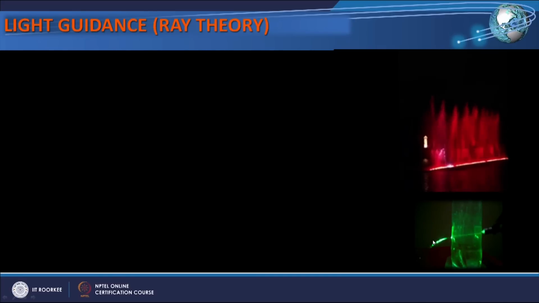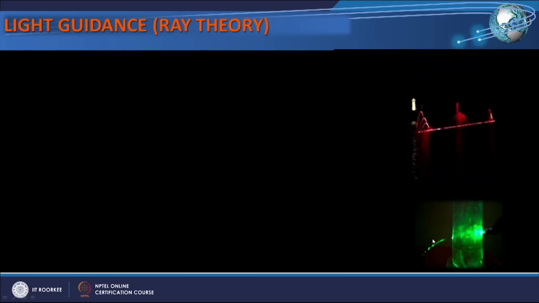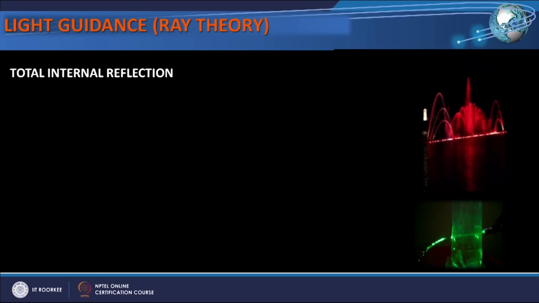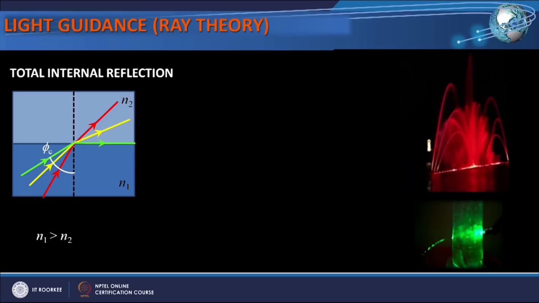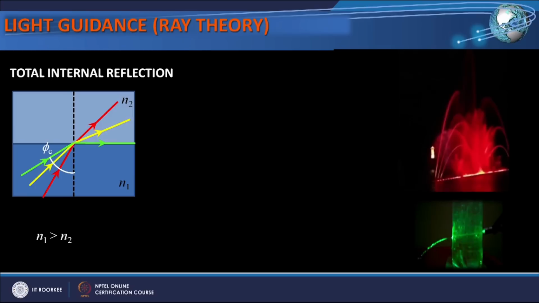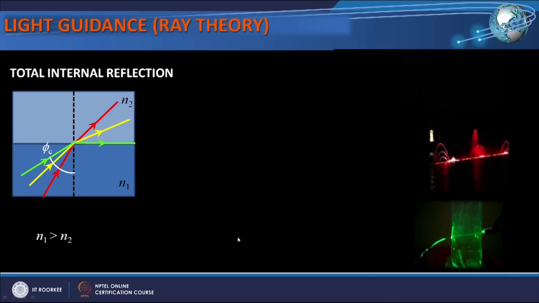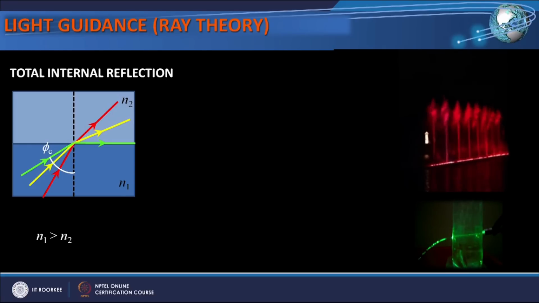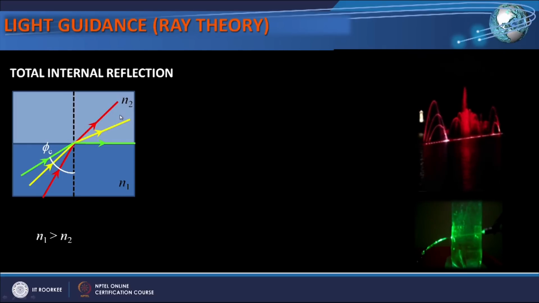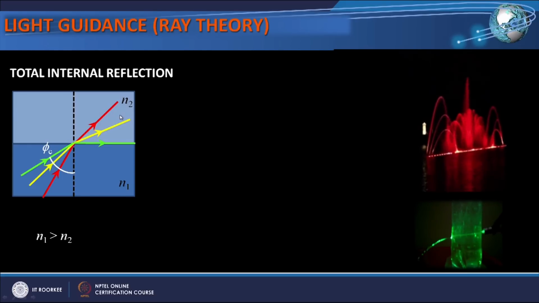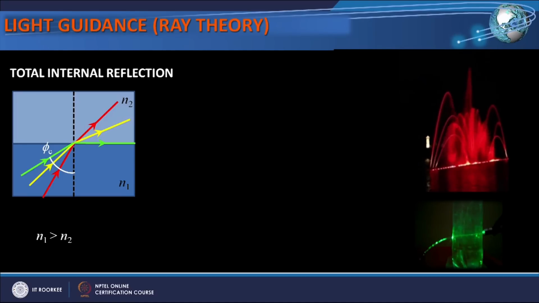How is this light guided at all? Well, the answer is, the mechanism of guidance here is total internal reflection. What is total internal reflection? So, to understand that, let us have these two media N1 and N2. This is a denser medium, this is a rarer medium. So, N1 is greater than N2.